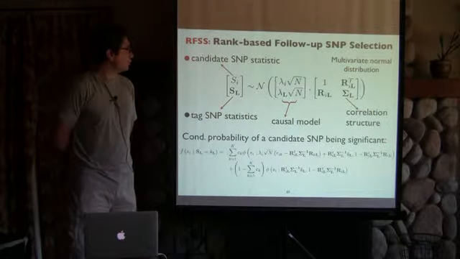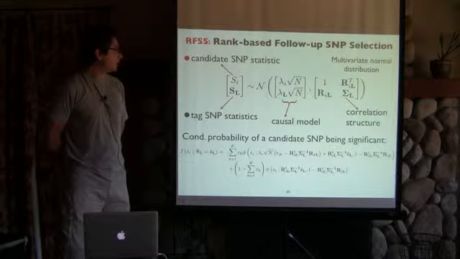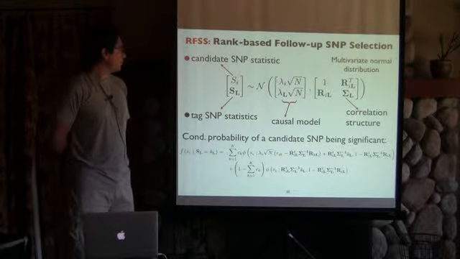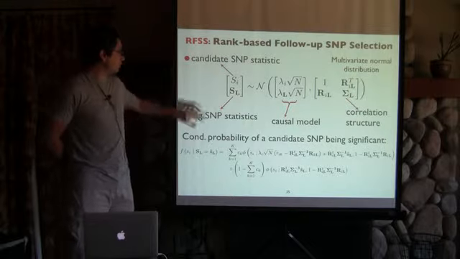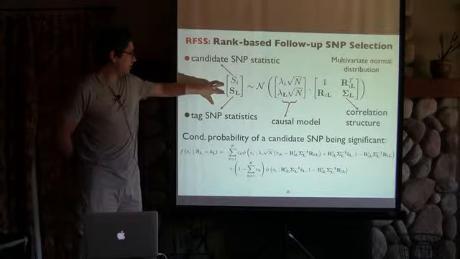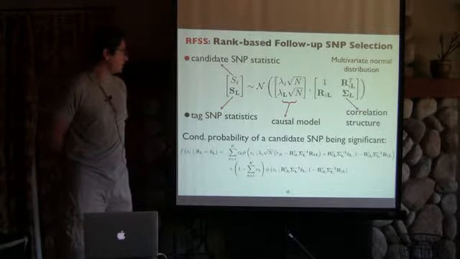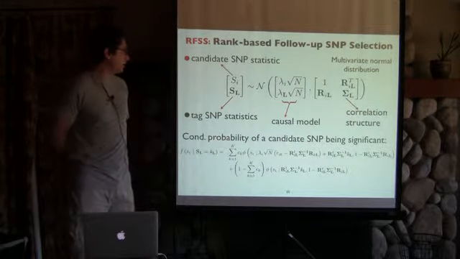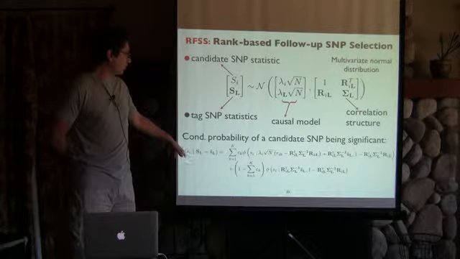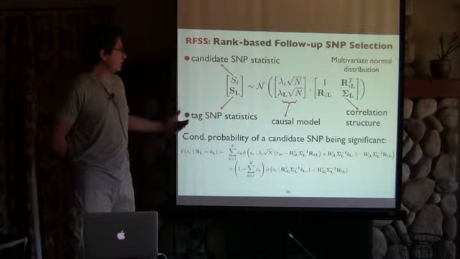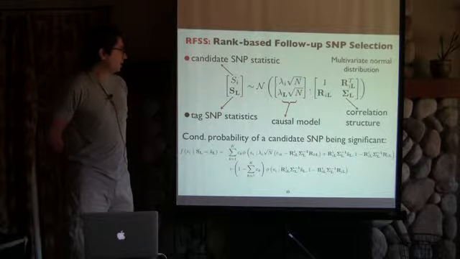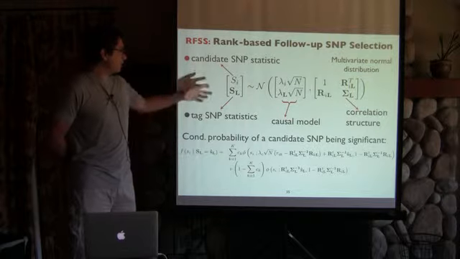So similar to the previous model, in the rank-based follow-up SNP selection, instead of using 2 SNPs, we use the information from the loci, the observed statistics of the SNPs from the loci, and we try to predict for each of the candidate SNPs the probability of being significant or not. And the model is comparable to the previously shown method, but here we have a multivariate normal distribution where instead of 2 SNPs we have multiple SNPs.